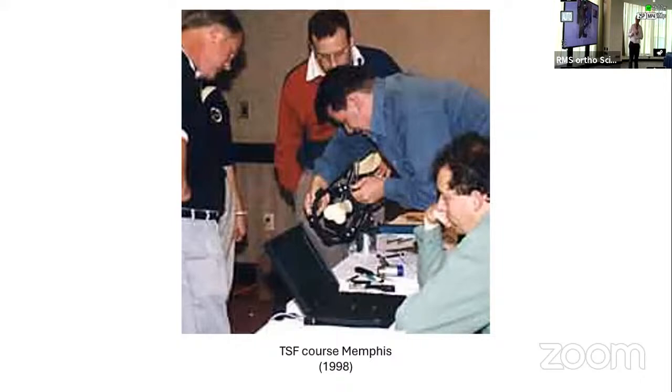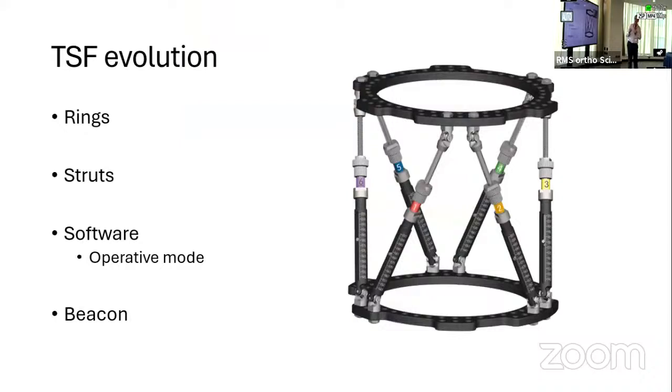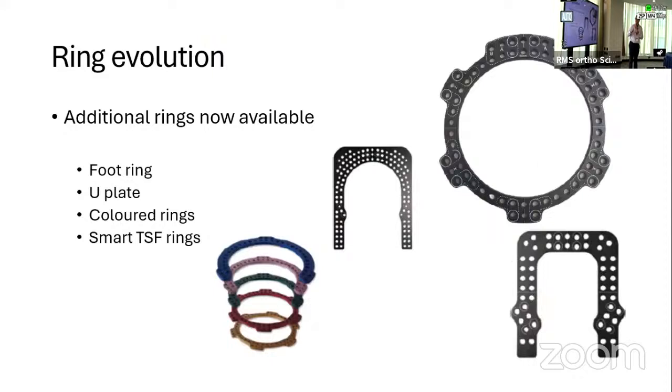So that's where I started. The evolution of the TSF: the rings, the struts, the software, and then the beacon have all been part of this evolution. The rings started with very straightforward rings, and then foot rings have been added, and colored rings are nice for children, I guess. And then obviously now the smart TSF rings, but they all have a similar overall pattern with the ring and the tabs for the strut mounting.